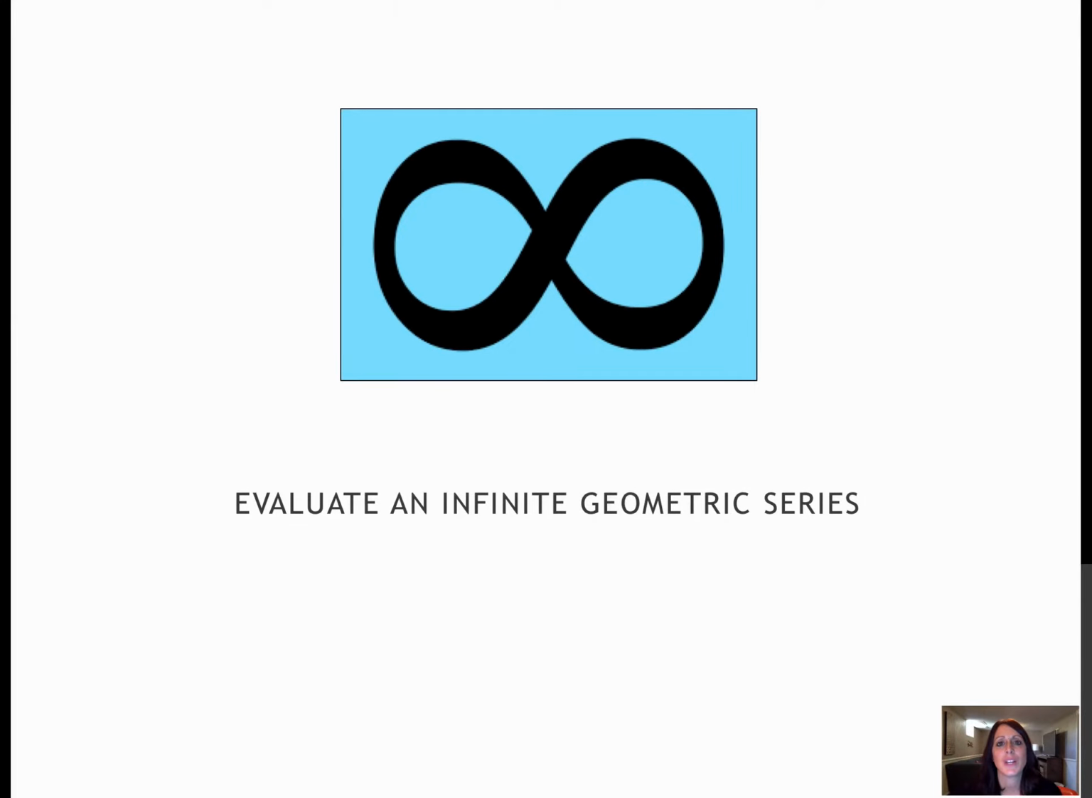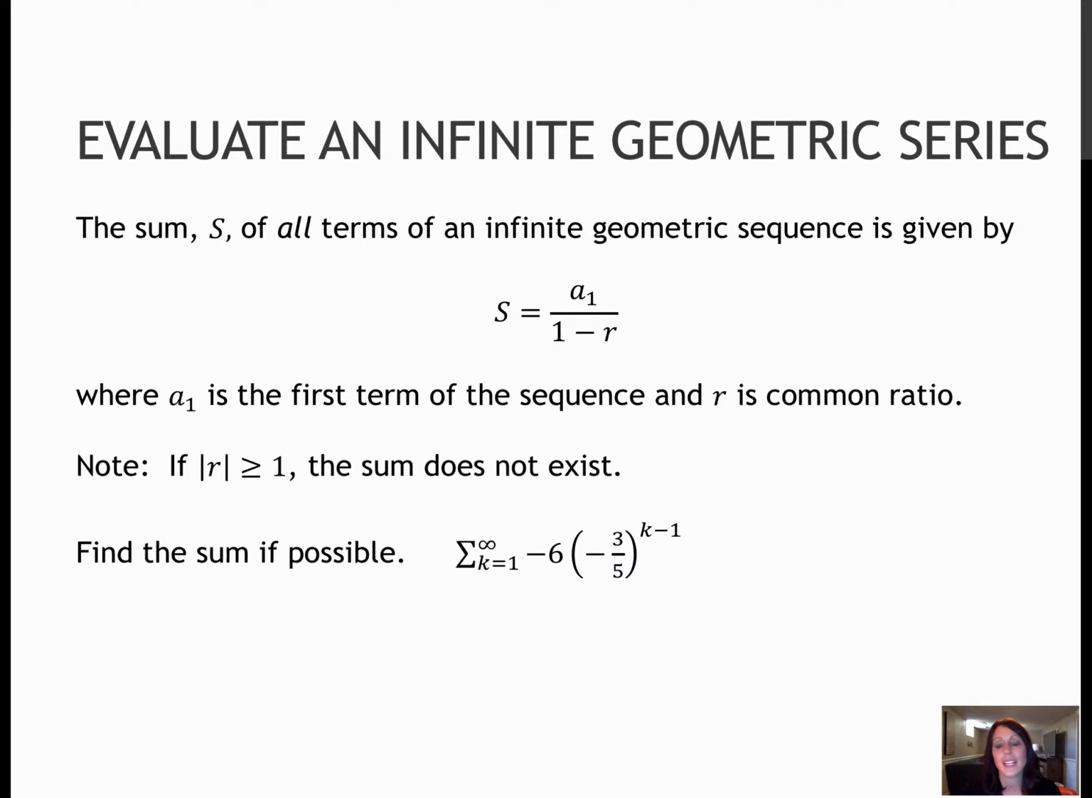In this lesson, we will evaluate an infinite geometric series. So you're going to find that this is very similar to what we had before. The only difference is before, in our numerator, we had 1 minus r to the n, and we no longer have that. So we have just a sub 1 on the top, and then 1 minus r on the bottom.